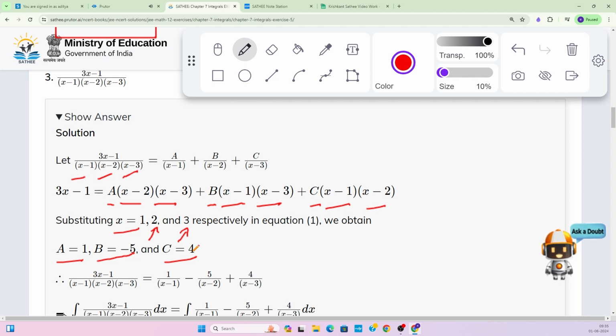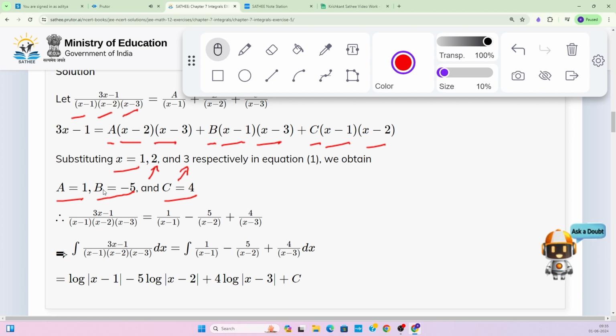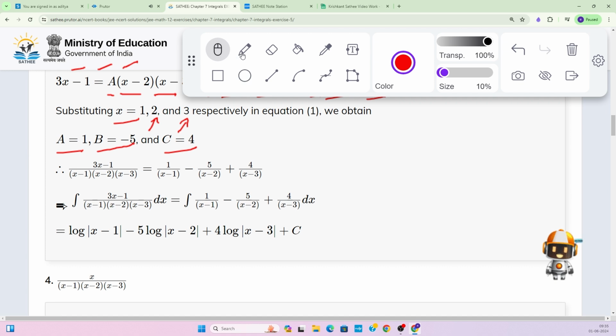Simple. So here you do not have to simplify it further. You can reduce that work. Okay, let us move next. Now the a value is 1, b is minus 5, and c is 4. Now substitute back: this expression will be 1 by (x minus 1) minus 5 by (x minus 2) plus 4 by (x minus 3).